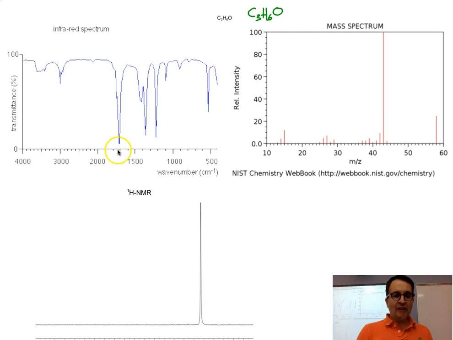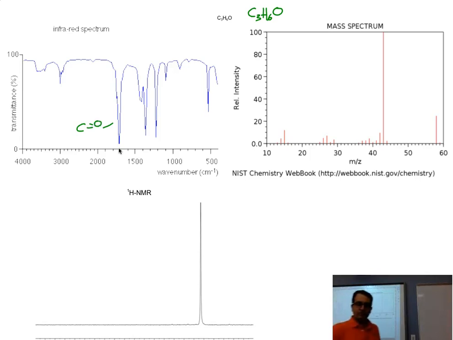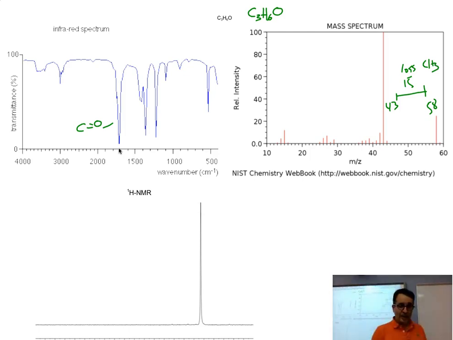All right, but we do have around 1700 a nice stretch. So this is likely to be a C double bond O stretch. All right, and again, we'll look in our table 26 for finding that value. We'll look at the mass spectrum. We have a value here at 58. And we have a value here at 43. A difference of 15. So there's a loss of a methyl group. All right? Nothing much more that is particularly relevant there.